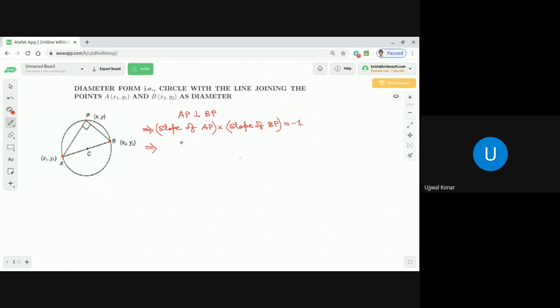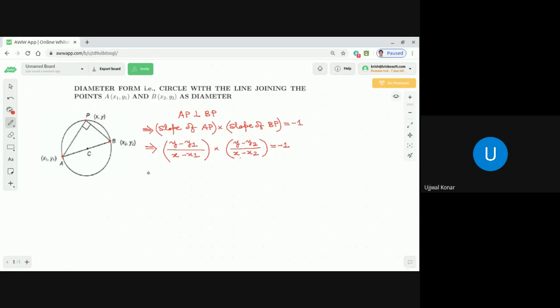So what is slope of AP? Slope of AP, as I was telling, y minus y1 by x minus x1, into, what is the slope of BP? It is y minus y2 divided by x minus x2, that is equal to -1.